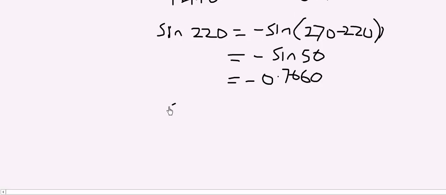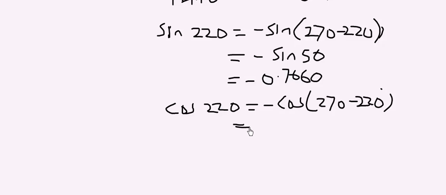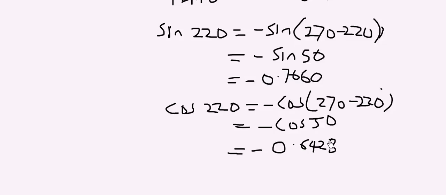So cos 220 is simply equal to minus cos 270 minus 220, and that's equal to minus cos 50, and cosine 50 there using our tables gives us minus 0.6428.